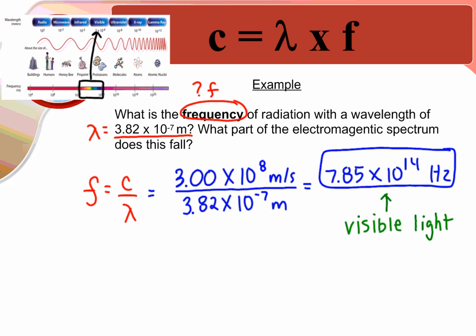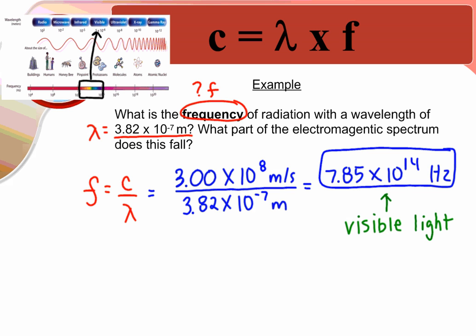It says, what is the frequency of radiation with a wavelength of 3.82 times 10 to the negative 7 meters? What part of the electromagnetic spectrum does this fall in? The first thing you need to do is rearrange your equation to solve for F. To do that, you just divide both sides by lambda. So we get F equals C divided by lambda.